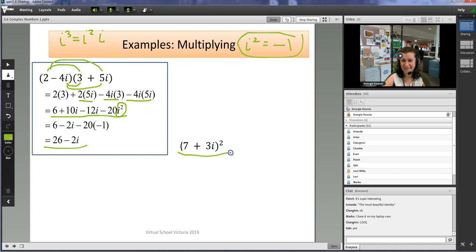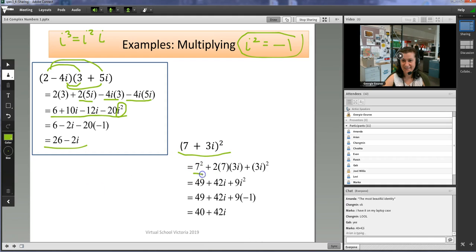Okay, so here's another one, just squaring a binomial expression, 7 plus 3i all squared. We all know how to do that. Square the first term, 2 times the product of the 2 other terms, plus the last term squared. So we could simplify this. We're going to get 49 plus 42i plus 9i squared. Replace the i squared with a negative 1 and keep on simplifying this expression.